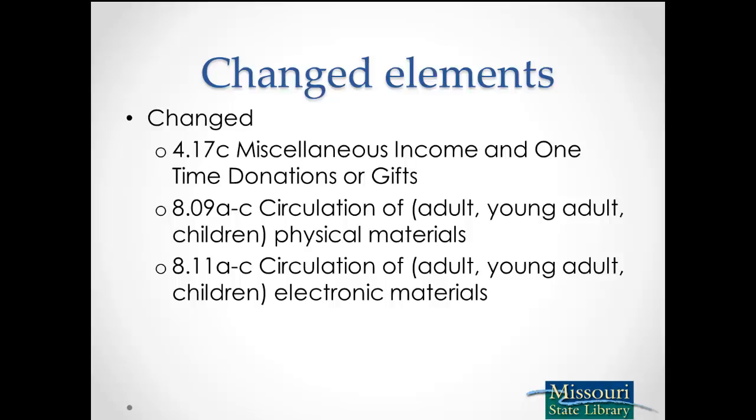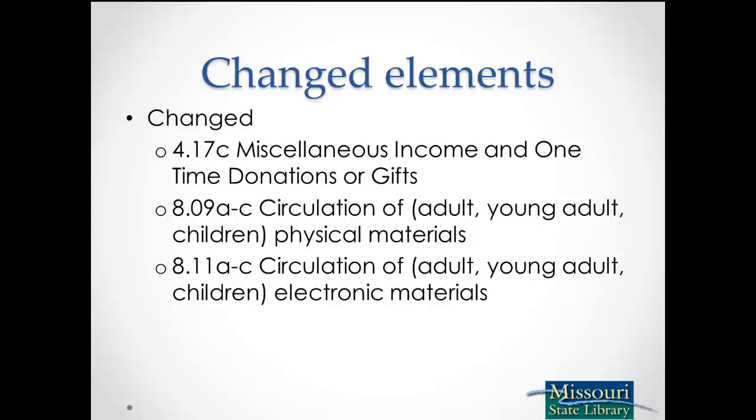7 elements had their titles changed with small adjustments to the corresponding definitions. 4.17c, miscellaneous income and one-time donations or gifts, added the sentence, include all non-government income not included in 4.17a or 4.17b, in order to clarify where miscellaneous income should be reported.